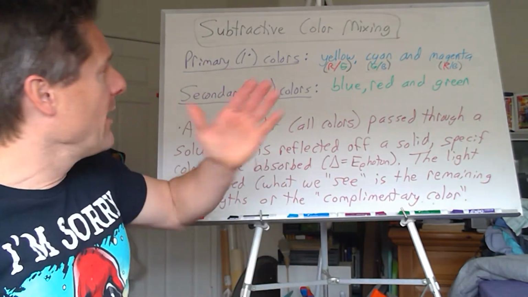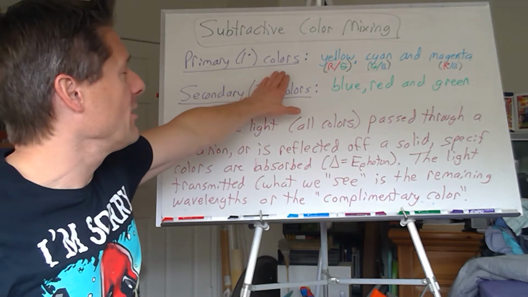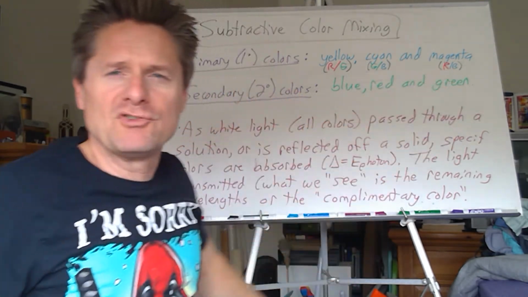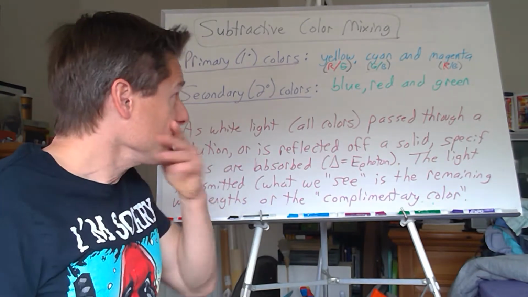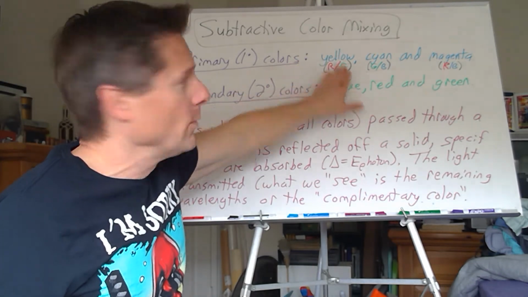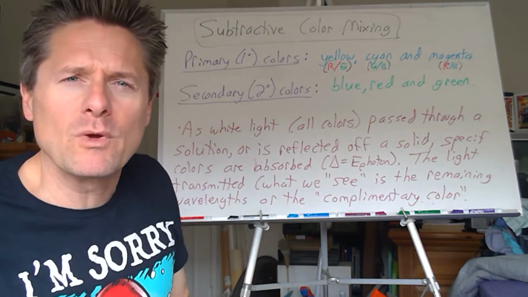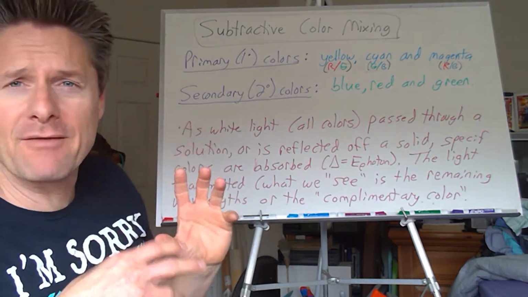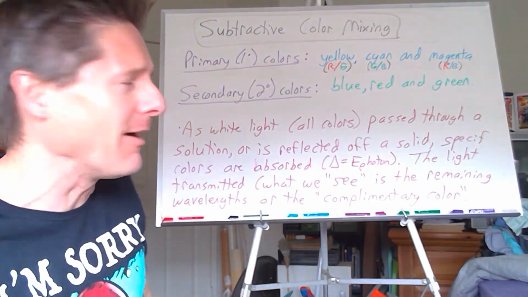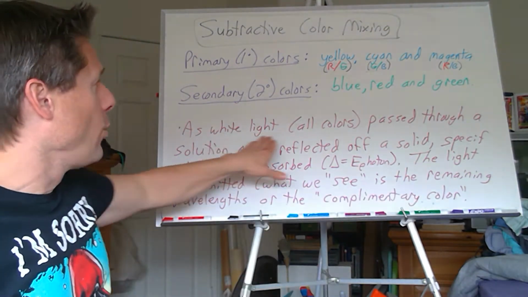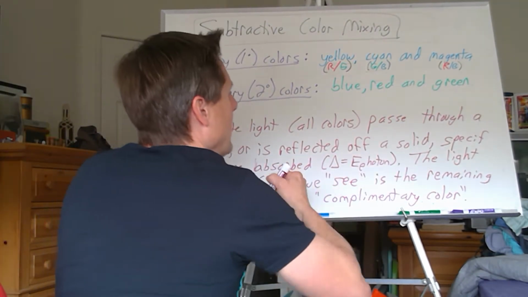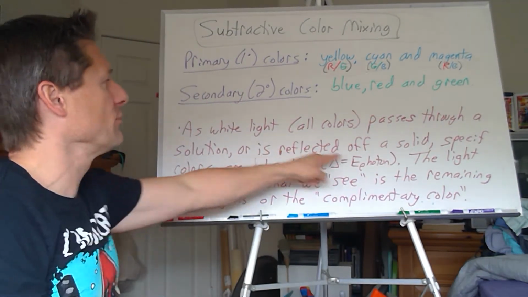So what you get with subtractive color mixing, the primary colors would be yellow, which is a mixture of red and green, cyan, which is green-blue, and magenta, which is red-blue. Who comes up with these names? And then the secondary colors would be blue, red, and green. So if something's absorbing in the yellow region, we would probably see bluish. I'll show you the color wheel for that. Now for additive color mixing, these are flipped, right? The primary colors become the secondary colors. That's neither here nor there. All right, and just remembering, white light, which is all wavelengths, all colors, passes through a solution or is reflected off of a solid.